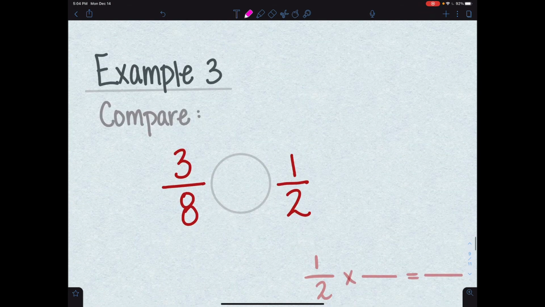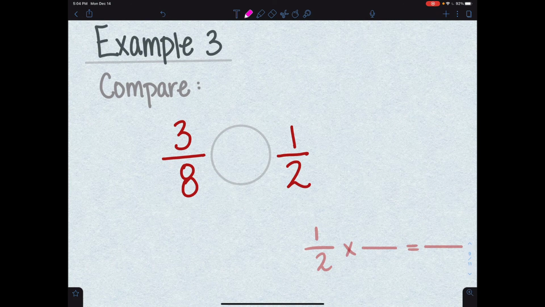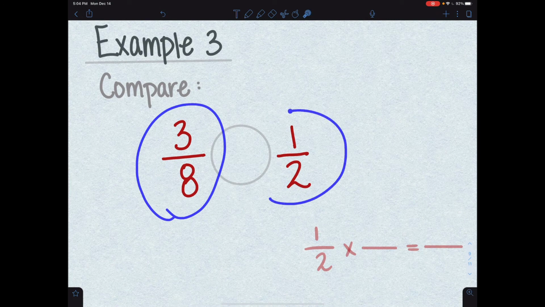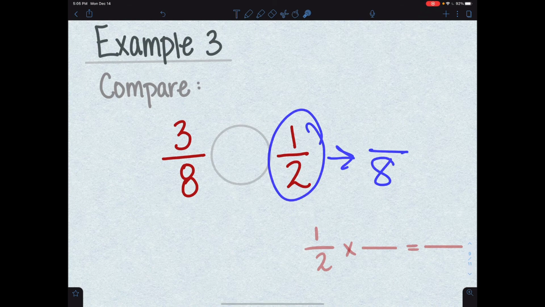But what about this one? This is example 3. They want us to compare 3/8 and 1/2. That one's a little trickier because their denominators are not the same. So let's change it so that their denominators are the same. Now I've got an 8 and I've got a 2. And since 8 is actually a multiple of 2, I know that I can change this fraction into something over 8. So let's do that.